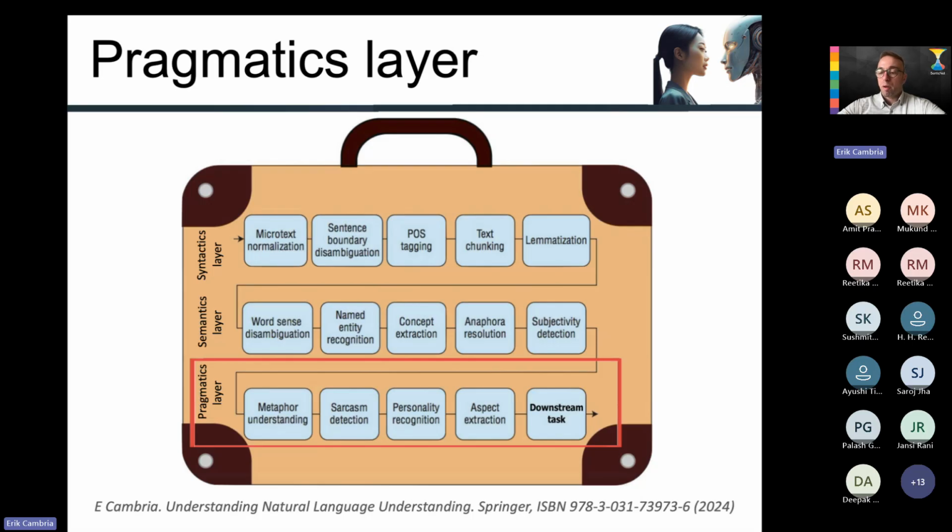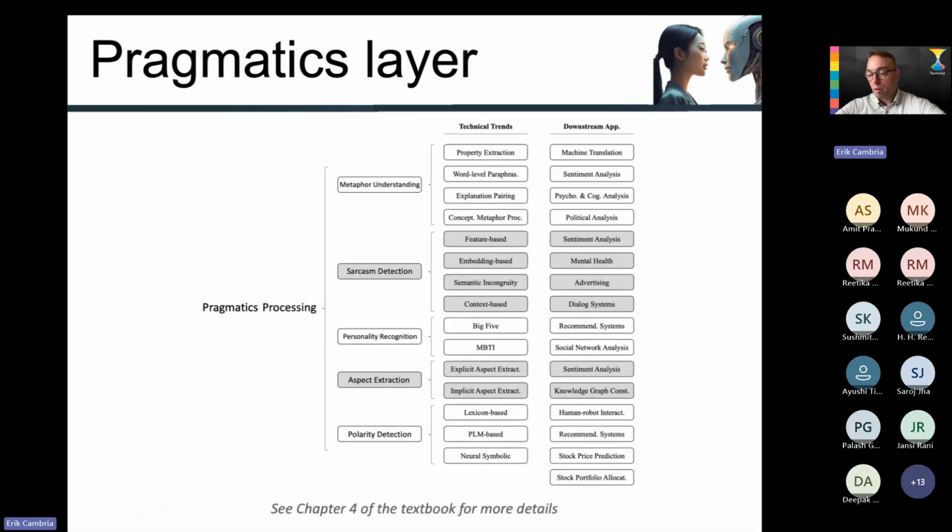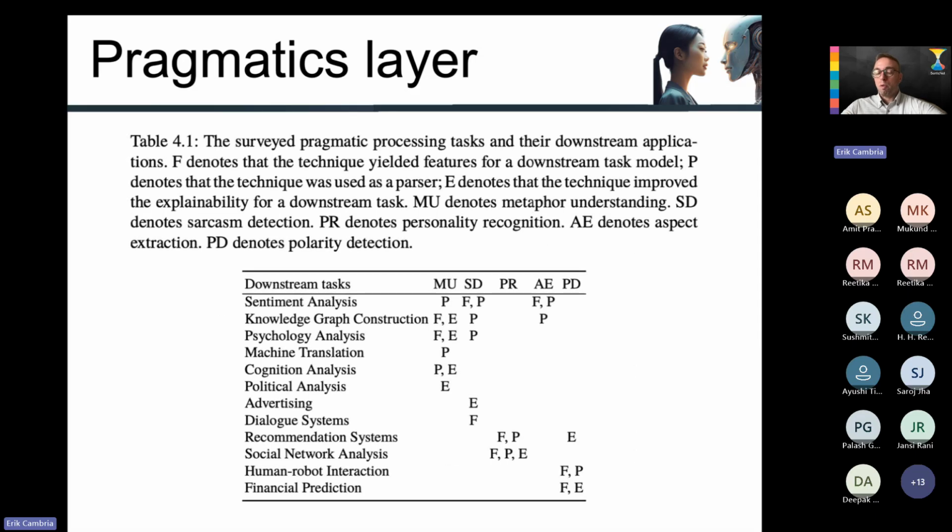The last layer is the pragmatics layer, the most interesting one because it deals with very complex and interesting tasks. Not that the previous ones are uninteresting, but still, things like metaphor understanding, sarcasm detection, personality recognition are tasks that are very multidisciplinary and sometimes even cognitively inspired. And here, once again, you have a list of possible downstream tasks using some of the modules on this layer, but again, they are not mutually exclusive.